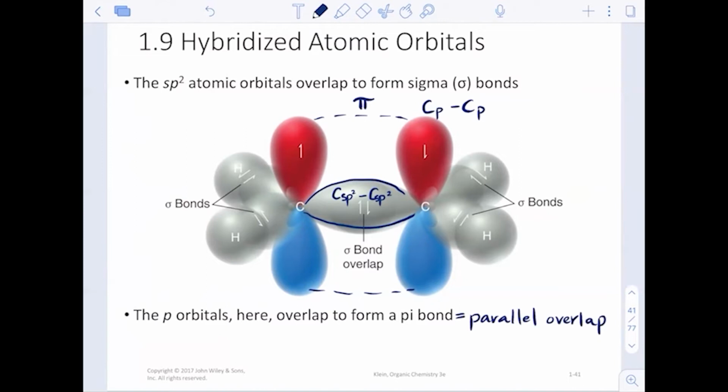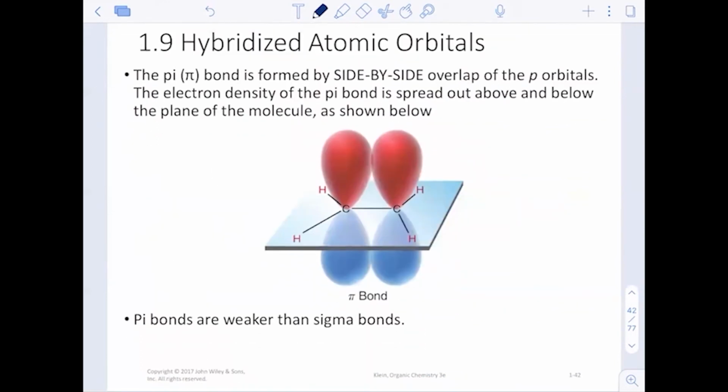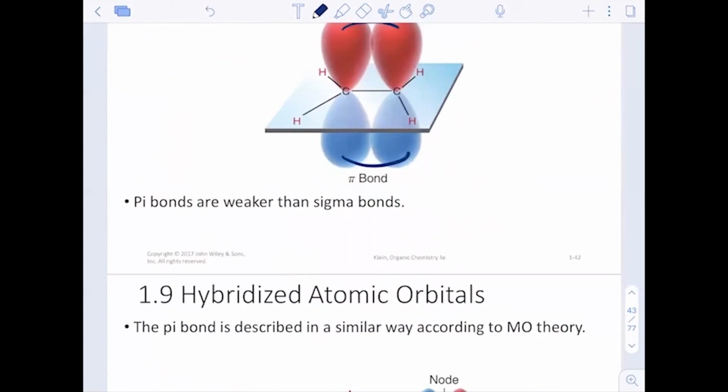A pi bond is what I like to call icing on the cake. It's not as strong as a sigma. It just adds a little bit of strength for us. So the pi bond is that side-by-side or parallel overlap of the p orbitals. The electron density of the pi bond is spread out above and below, right? It's all of this and all of this. It's as if it's orbiting around that sigma bond, kind of like a donut. Pi bonds are weaker than sigma bonds, but they do exist in the same general idea.